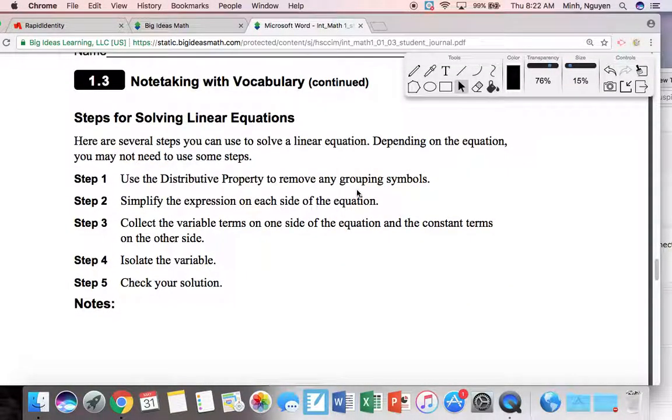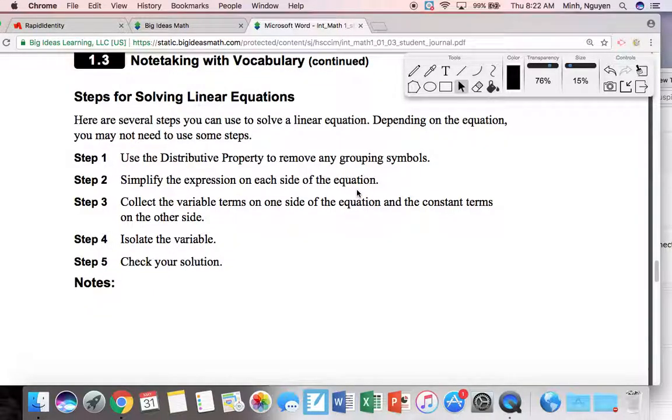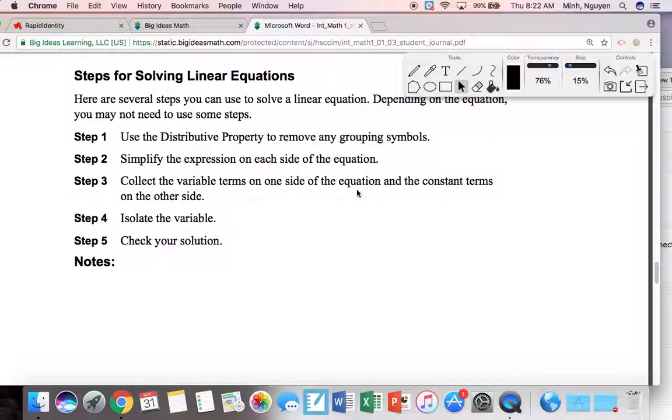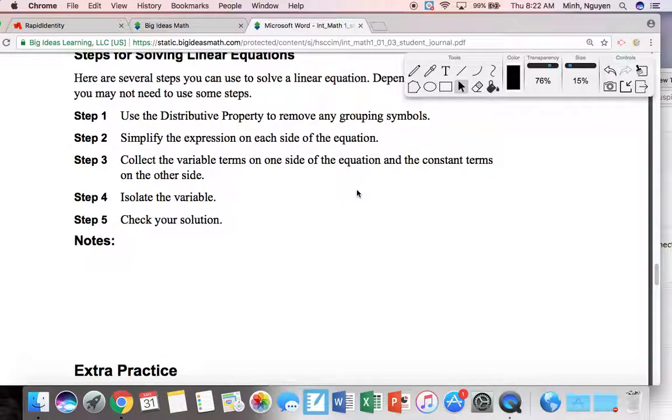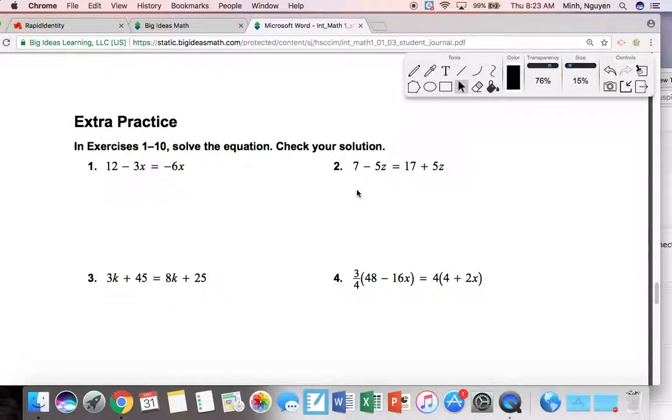Okay, steps for solving linear equations. The best way to show you is to do it. If you need to read those steps, go for it. Take a second right now to read them, but I will be showing you the whole way.